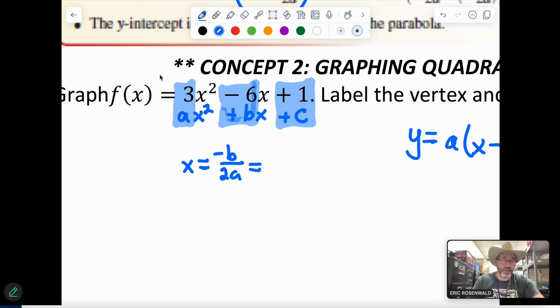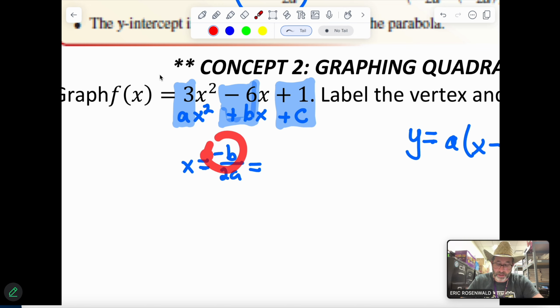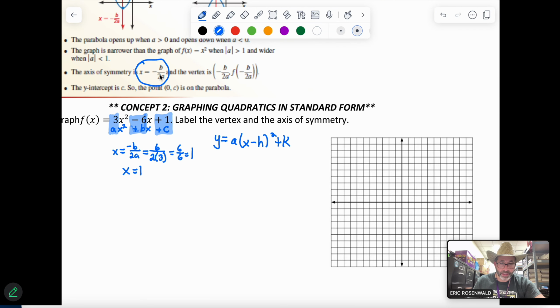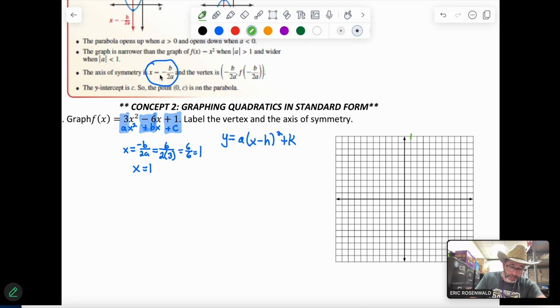So that negative b is another way of saying the opposite of b. If my b value is a positive value, I would take a negative. If my b value is a negative, I would take a positive. We're just using the opposite value. Well, since my b value is a negative 6, the opposite of negative 6 is a positive 6. We have 2 times my a value. My a value in this is equal to 3. So that means we have 6 divided by 6, which equals 1. So my axis of symmetry is x is equal to 1. Let's go over here and produce that vertical line at x is equal to 1.